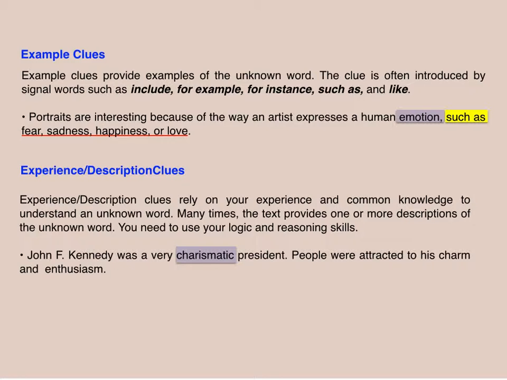So the highlighted word is charismatic. It's referring to John F. Kennedy, who is a famous personality. So you should know something about him. In the following sentence, people were attracted to his charm and enthusiasm, gives us the meaning of charismatic.